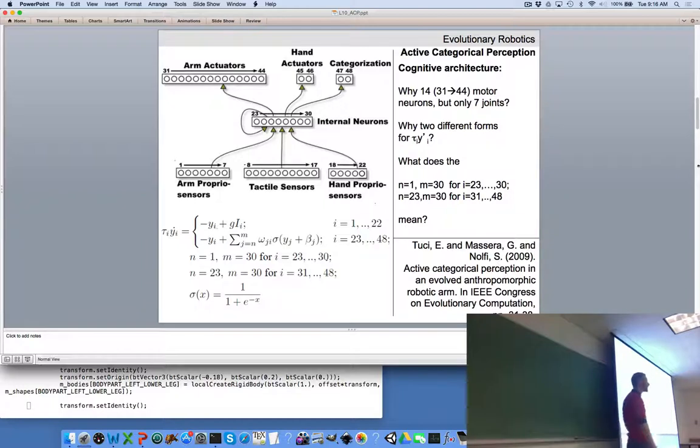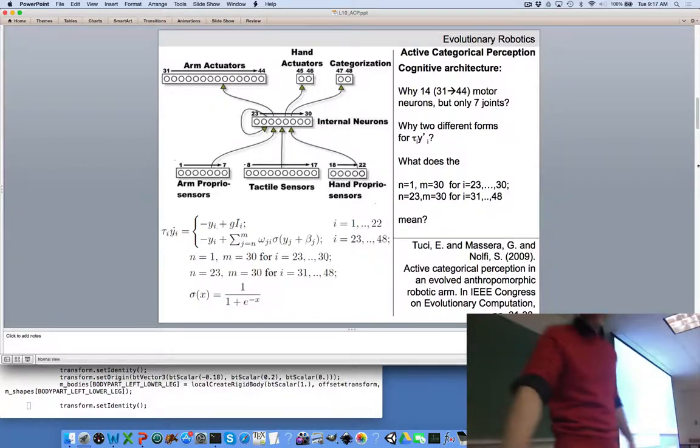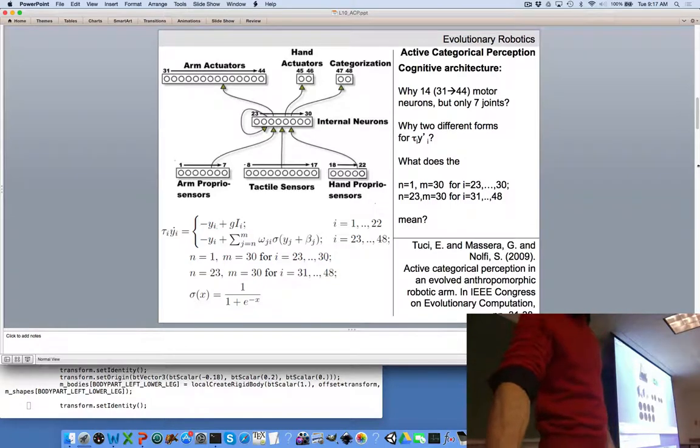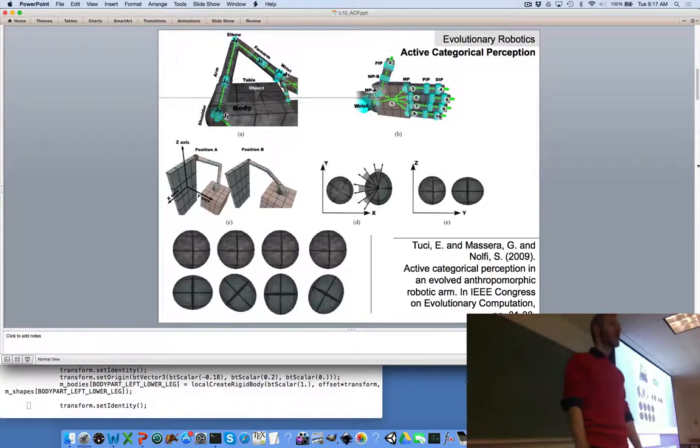Here's the visual representation of the CTRNN for this robot. Again, it looks similar to what you've seen before. There's a sensor layer down below, a hidden layer in the middle, and then an output layer at the top. Let's start with the motors, which are a little easier to understand. You'll notice that neurons 31 through 44 give us 14 neurons, and those are for the 7 joints in the arm. Why 14 neurons for 7 joints?